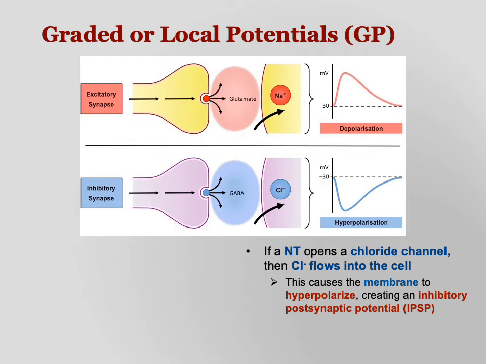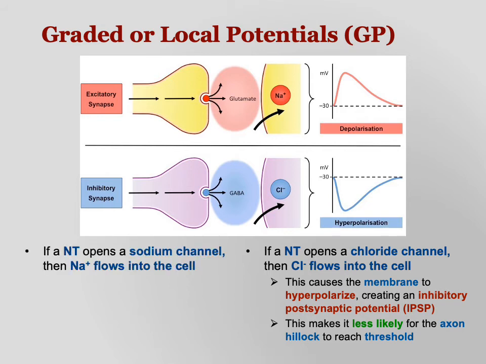So in this case, because chloride is causing a hyperpolarization, that's going to make it less likely to have an action potential. That's why we call it inhibitory. An IPSP makes it less likely to have an action potential. It's a hyperpolarization, so just get used to that. Chloride channels will cause IPSPs. They hyperpolarize the membrane. They make it less likely for the axon hillock to reach threshold, and therefore less likely to have an action potential.